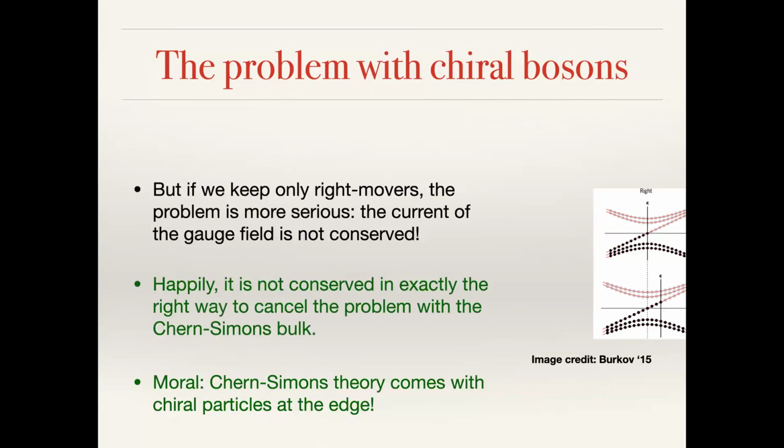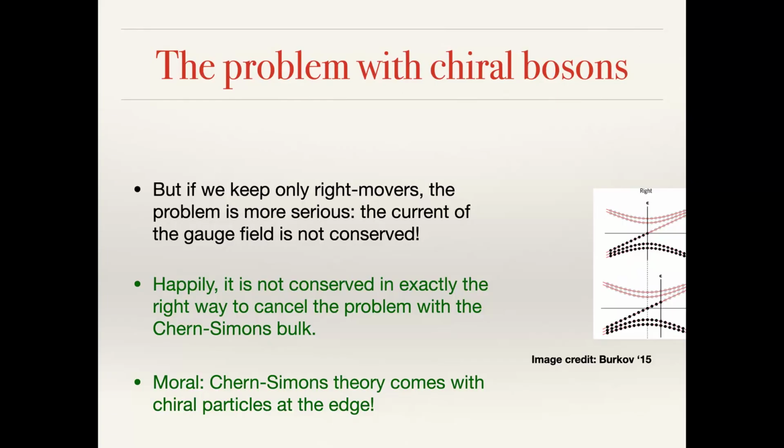Okay. But now we can see right away that if we cut off the left moving half of this picture, we really do have a problem, right? Because now, what happens in the bottom half of the picture here, where I apply my electric field, is that just the number of particles is no longer conserved, okay? And this is the reason that this chiral boson on the edge does not have a conserved current, okay?